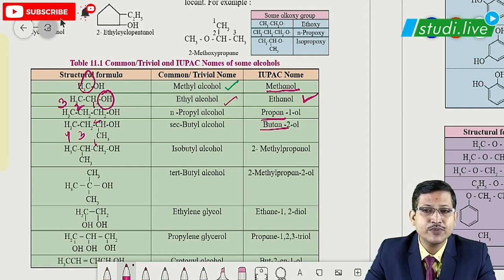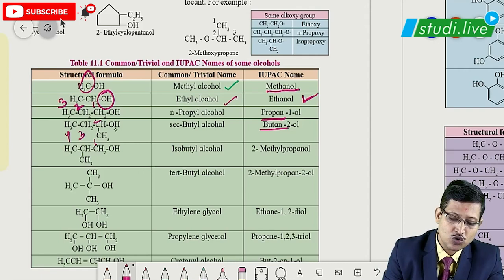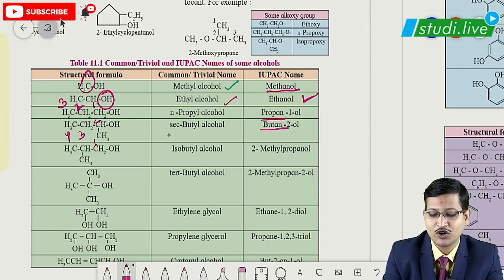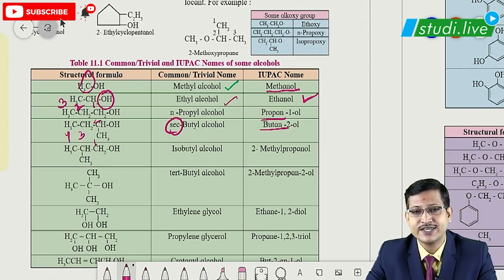Now what is that sec-butyl, or how do you come to know it is sec-butyl? Again, try to cross check. This is your OH here, attached to a carbon. And this carbon is attached to how many carbon atoms? Yes, 2 carbon atoms. So OH is attached to a carbon which is attached to 2 other carbon atoms, and that is what makes it called sec, that is secondary butyl alcohol. Total of 4 carbons, so it is butyl. So it is sec-butyl alcohol.